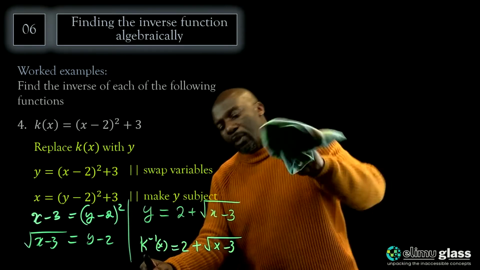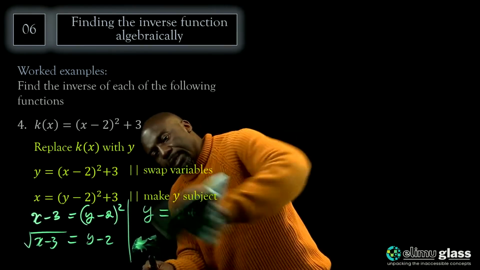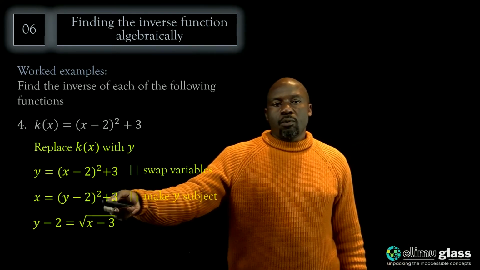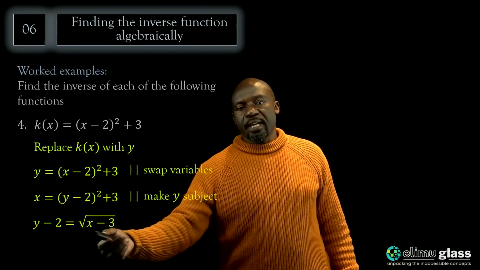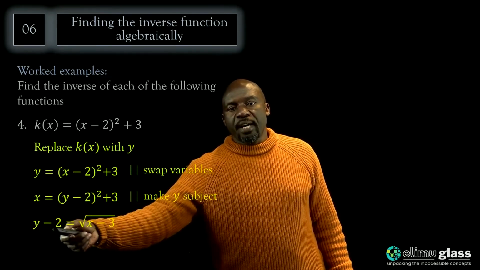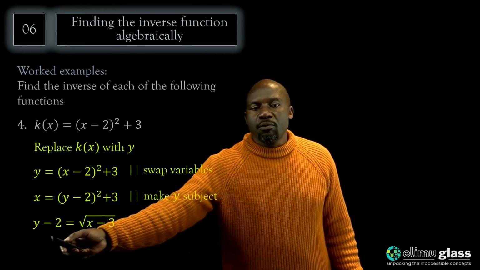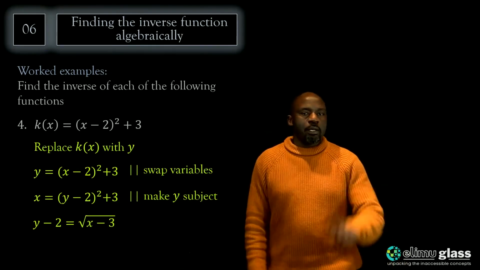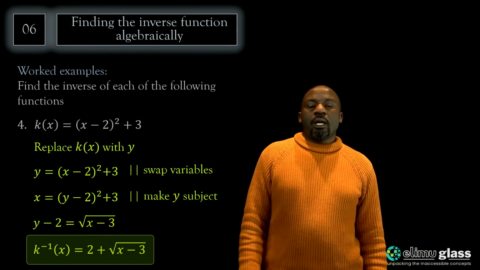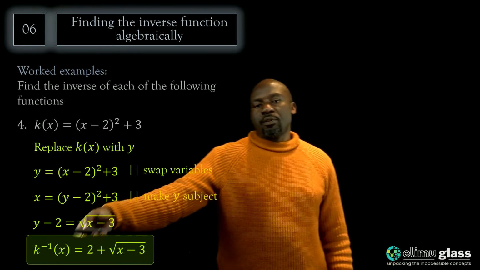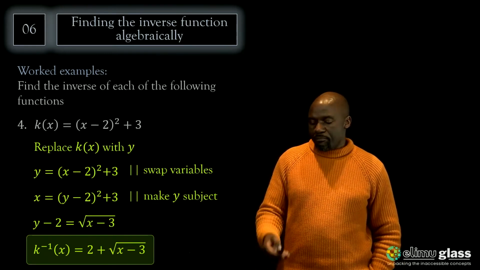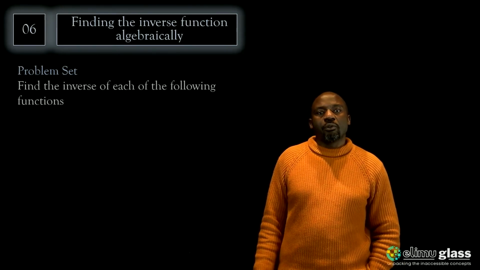Yeah? Okay, let me just put those answers. All right, so we took 3 to the other side, it became x minus 3, and then found the square root of both sides, so we are left with y minus 2 and square root on that side, and then you move the negative 2 to the other side, and you have y. I've skipped some steps now, k inverse is 2 plus the square root of x minus 3. That's how you solve those questions.